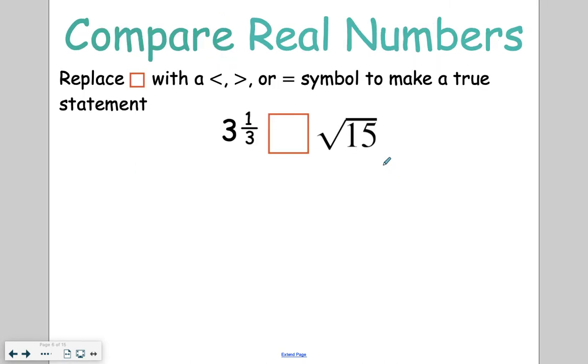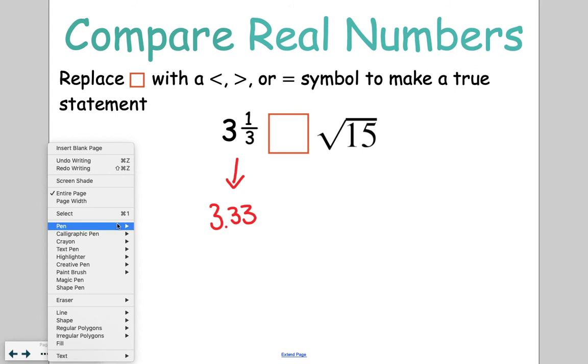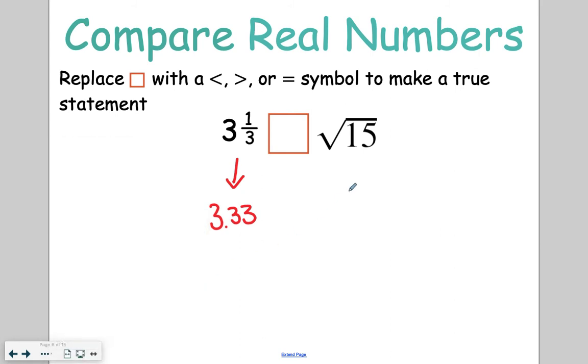The next thing we're going to do is compare real numbers. When we do this, we want to decide if they are less than, greater than, or equal to each other. My suggestion is to turn all of these into decimals. So if you wanted to turn this into a decimal, we all know that 1/3 is 0.3 repeating, so I'm just going to say 0.33 for now. Usually rounding to the hundredths place will give us enough information, but you may have to go to the thousandth or 10,000th in some cases.